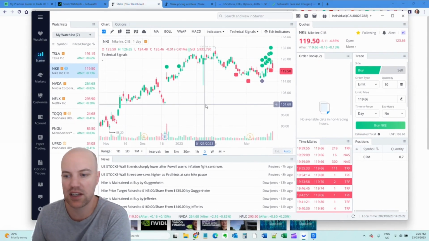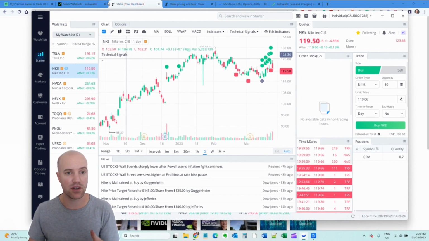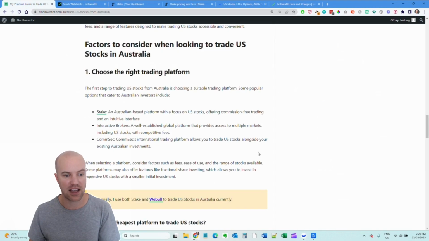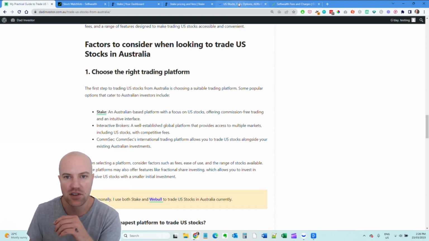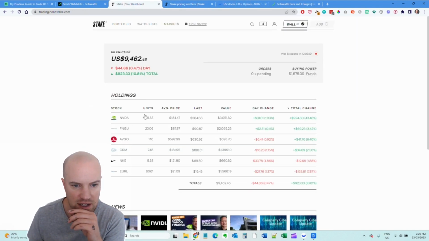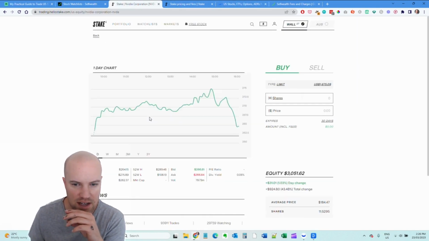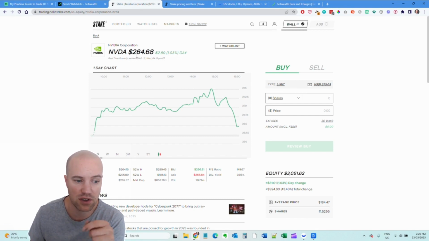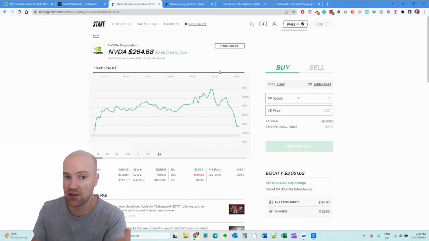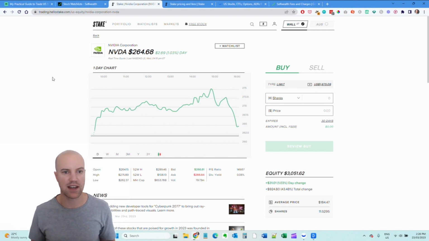One final thing on picking the right platform is determining whether you can invest in fractional shares or not. I know that with Stake and Webull you can invest fractionally, having done it myself. What that means is you don't have to buy the full share. For example, if we go to Stake, you'll see that NVIDIA is trading at $264. I don't have to buy one share at $264. I can just buy $100 worth of NVIDIA, which is a fraction of that share. Stake and Webull allow you fractional investing.